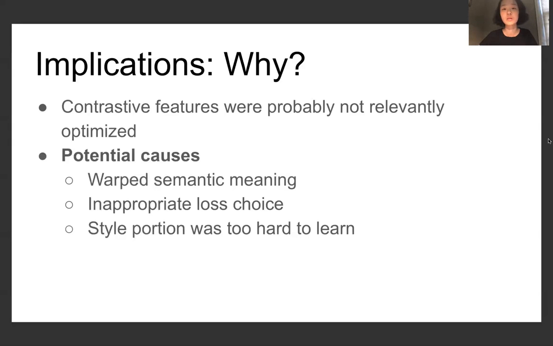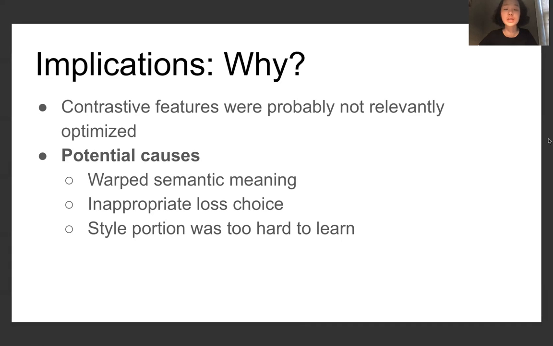My guess as to the reason why the contrastive style didn't work as well as the baseline is that maybe the contrastive features were not relevantly optimized with respect to the classification task. A few of the potential causes: maybe the contrastive objective warped the semantic meaning too much, because just because something is mathematically, quote unquote, better in its representation doesn't mean that that feature is necessarily more meaningful to the model. That goes hand in hand with the second bullet point, which is that maybe the contrastive objective was just an inappropriate choice of loss.